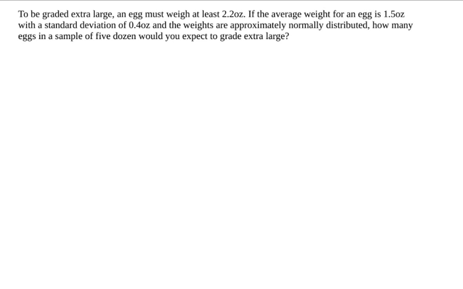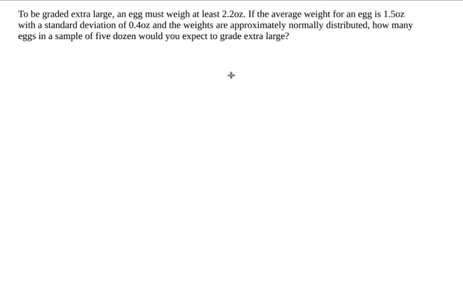To be graded as extra large, an egg must weigh at least 2.2 ounces. If the average weight for an egg is 1.5 ounces, the standard deviation is 0.4 ounces, and the weights are approximately normally distributed, how many eggs in a sample of 5 dozen would you expect to grade extra large?